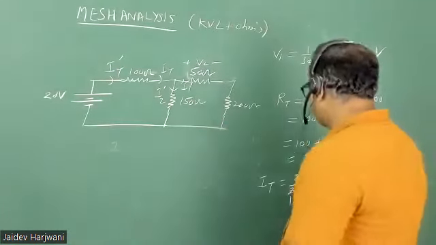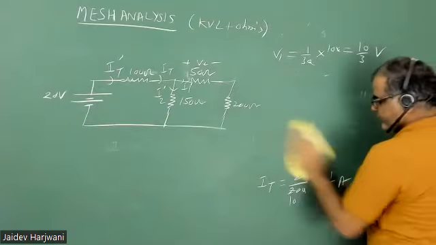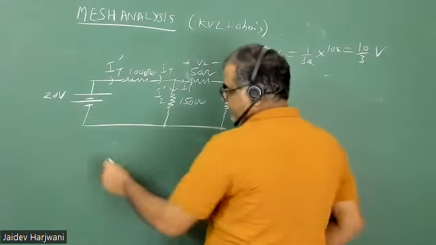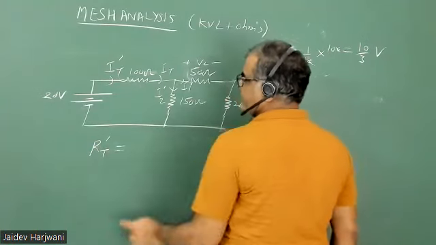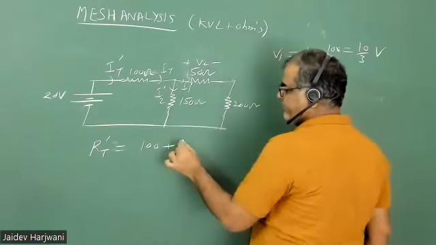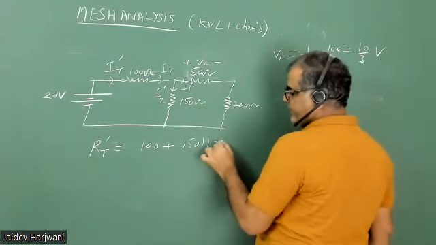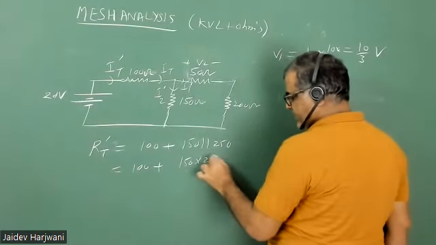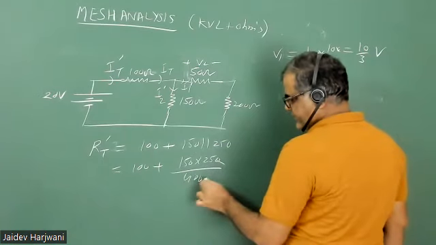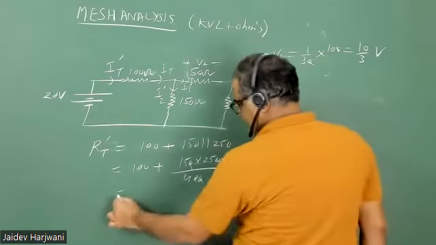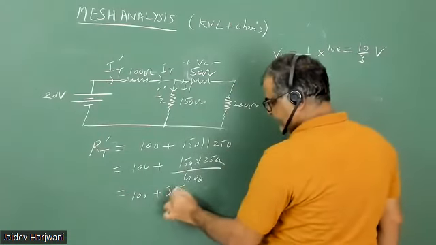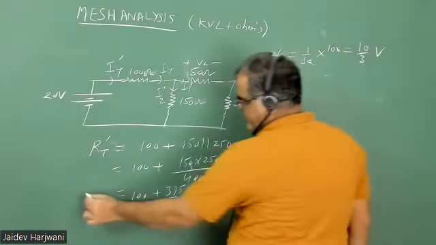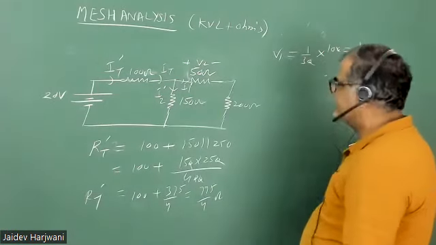Now let us do the second case calculation. In the second case, again the first job is to find the R total. Say RT dash: 100 ohm is there, 150 is there, and this 150 is now parallel to 250. So 100 plus 150 into 250 upon 400. So this comes 100 plus 375 upon 4, so this comes 775 upon 4 ohm. Yes or no? Check it. Is that correct?